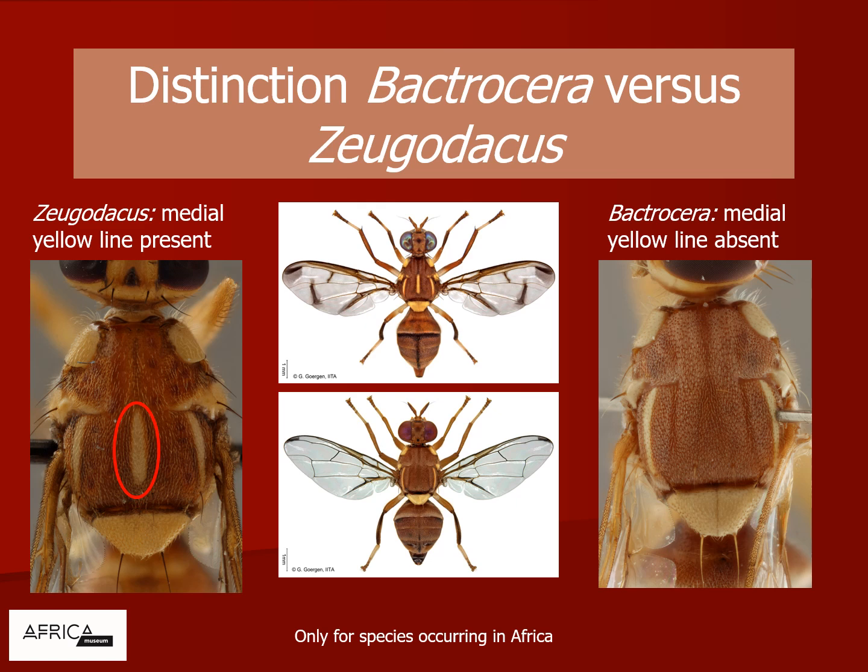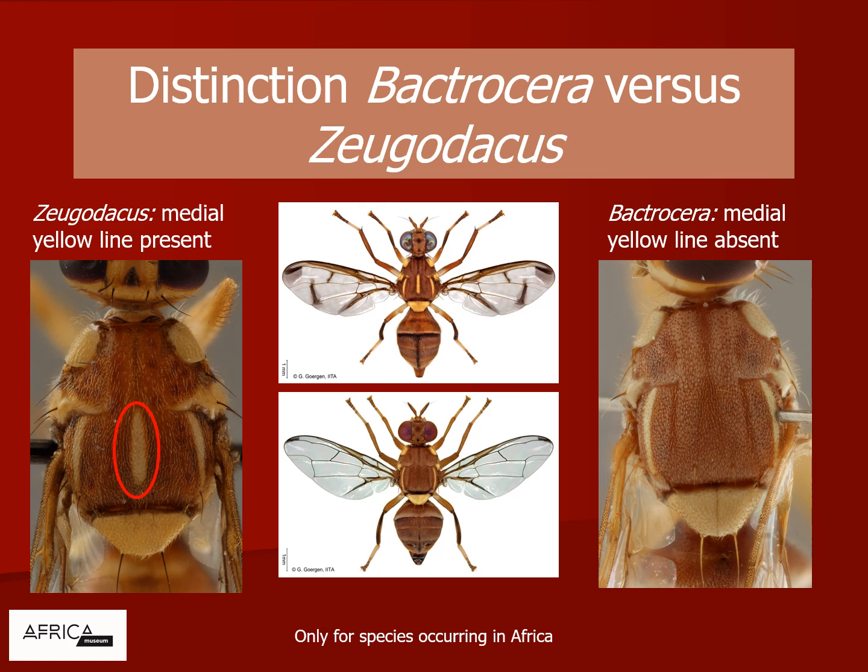The top image in the middle shows the general habitus of Zogadacus cucurbitae in dorsal view, and the image on the left shows a close-up of the thorax. In the posterior half of the thorax, there are three longitudinal yellow lines, two along the lateral sides and one in the middle. The presence of this medial line is typical for Zogadacus cucurbitae.